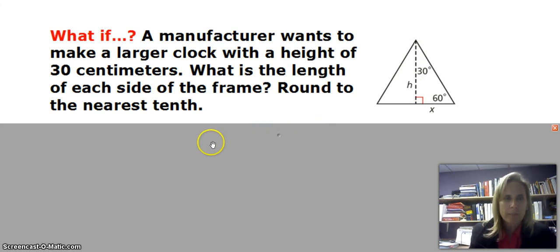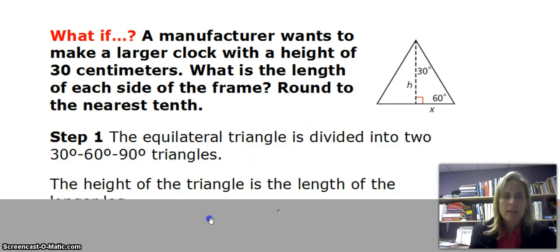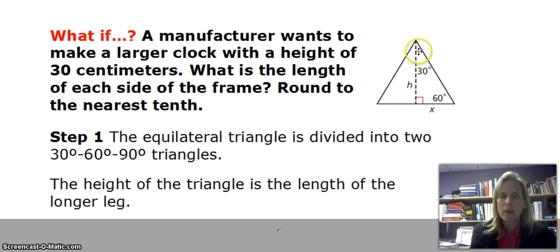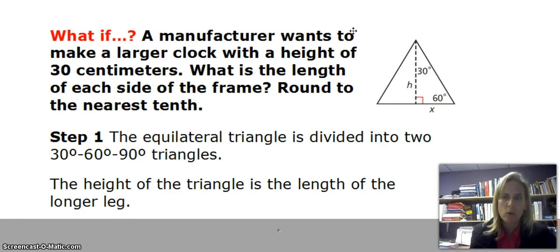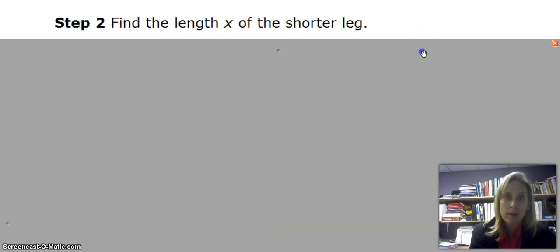And so we can say that the height of the triangle is the length of the longer leg on a 30, 60, 90. So to find x, the shorter leg, when we have a given 30 height here, or we have the longer leg, to find x, we can say that the middle leg, h, 30, equals what? It equals x times the square root of 3, right?